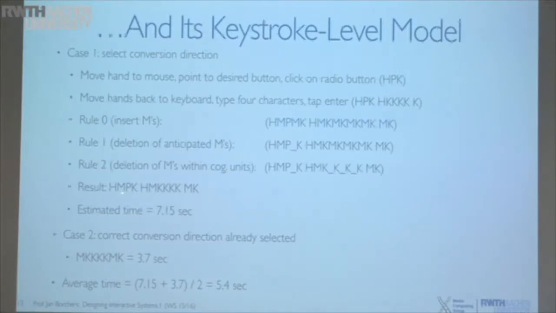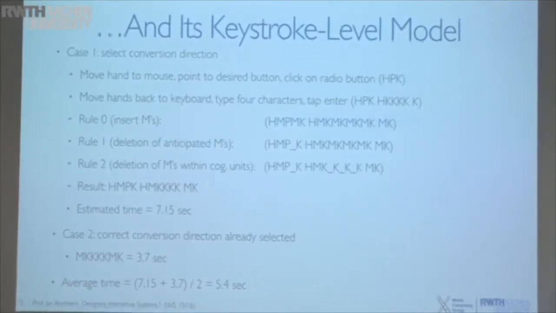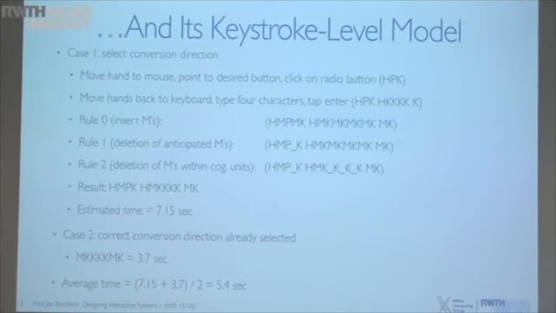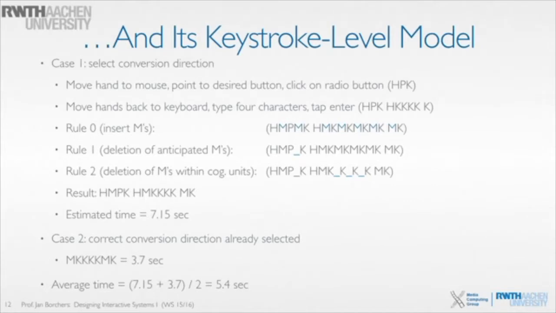So 1 mental preparation for the homing, for changing the direction, and 1 mental preparation here to enter the data, and then finally the one that closes the interaction. That gives you an estimate of 7.15 seconds. So over 7 seconds. If we average this, 50% these, 50% these, we get to 5.4 seconds on average as a rough estimate of how long it's going to take to do the conversion.